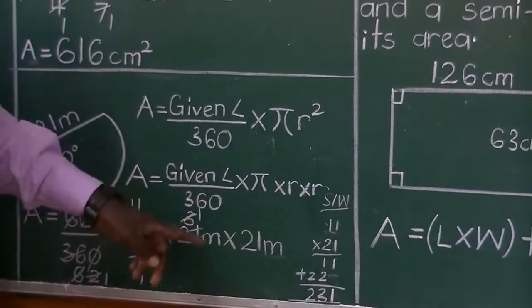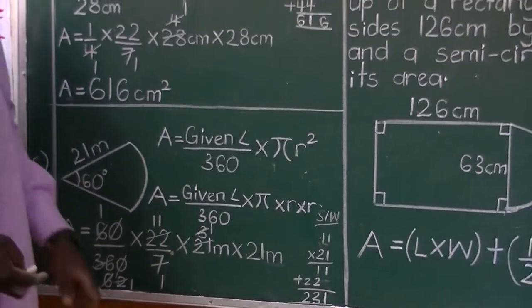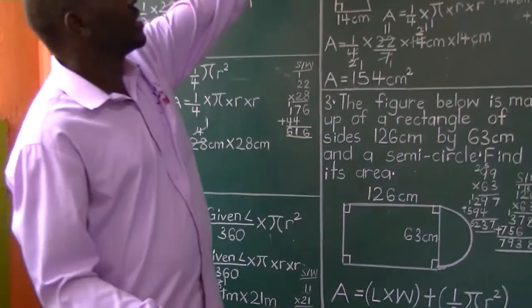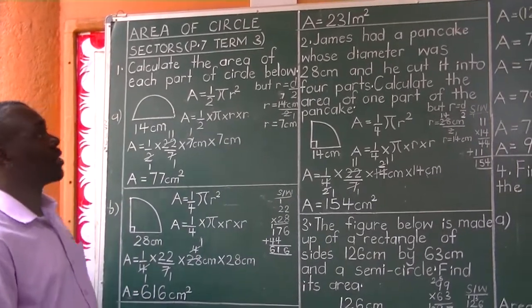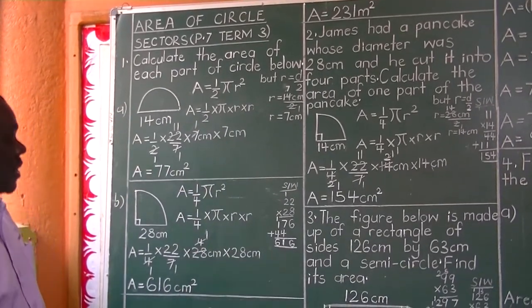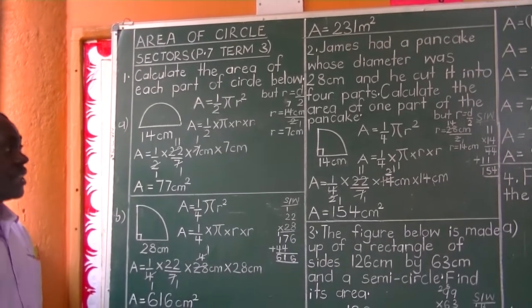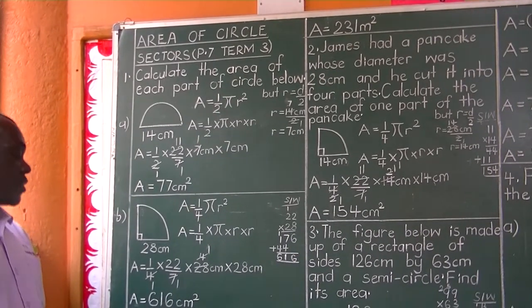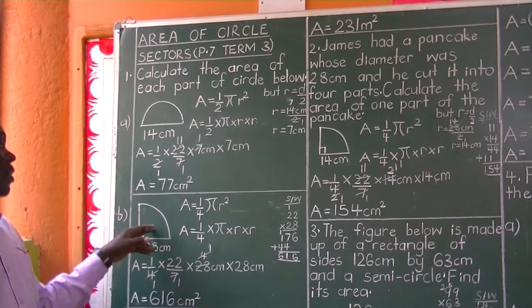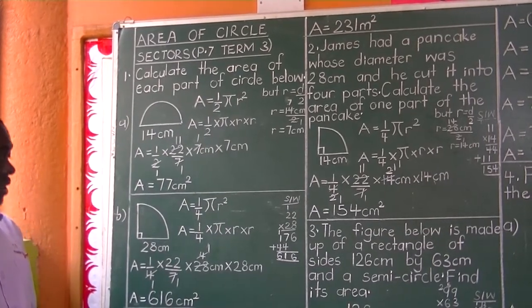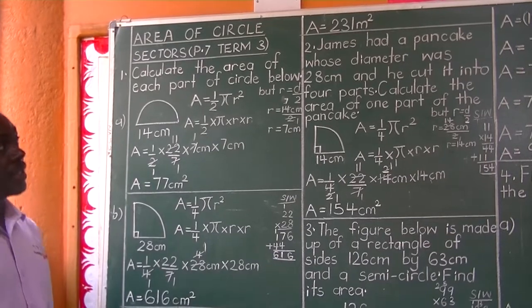There are two of them. Meter times meter, which is meter squared. So the answer is area equals 231 square meters, or meters squared. So that's how we get the area of a circle sector without a name, which is neither a semicircle nor a quadrant. So that's how we do it.